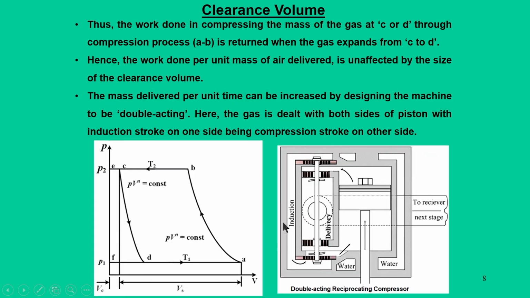present in the compressor. Thus, the conclusion that we can derive is that the work done in compressing the mass of the gas at C or D through this compression process A B is returned when the gas expands from C to D. So, the work done per unit mass delivered is unaffected by the size of the clearance volume. But since there is a limitation of mass that is going to be inducted, this mass delivered per unit time can be increased by designing the machine to be double acting.